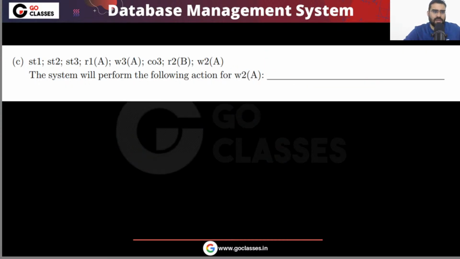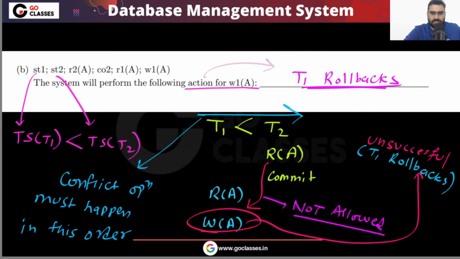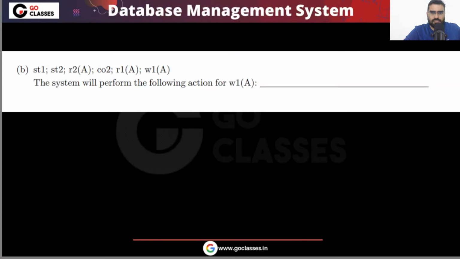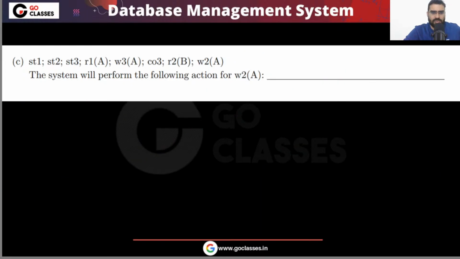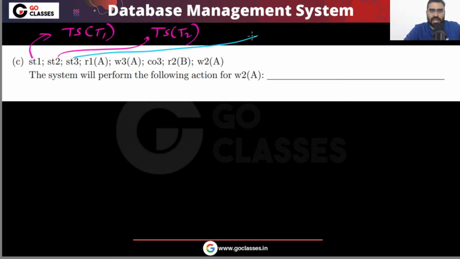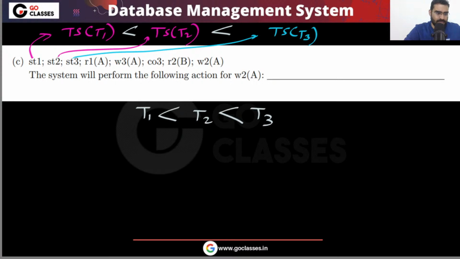Tell me the answer for this one. What is the answer for this question? Okay, let's see this one. So you have three transactions now: T1, T2, T3. All the transactions got a timestamp. This is the order of timestamps: T1 timestamp is less than T2 timestamp is less than T3 timestamp.